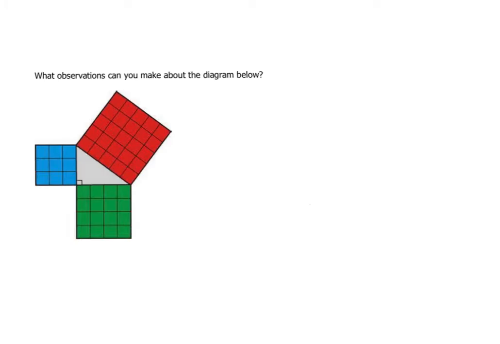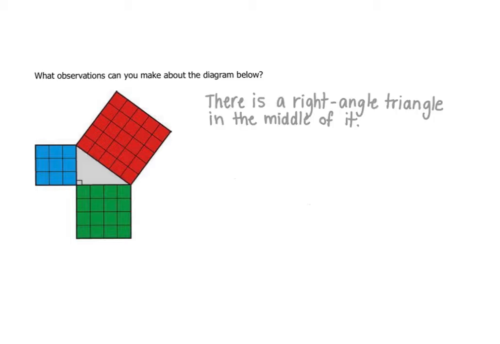Hi everyone, today we're going to look at how we can use the Pythagorean theorem to find the length of a hypotenuse of a right-angled triangle. We'll begin by looking at a diagram and seeing if we can make some observations about it. Do you notice that in the middle of the diagram there is a gray right-angled triangle? That is used to draw some squares on each of the side lengths.